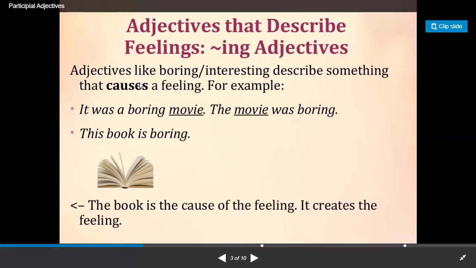So let's see. Adjectives like boring, interesting describe something that causes a feeling. For example, it was a boring movie. The movie was boring. This book is boring, meaning this book is causing this feeling. The movie is causing this feeling of boredom, meaning it makes us bored. So the feeling comes from the book. The feeling of boredom comes from the movie.